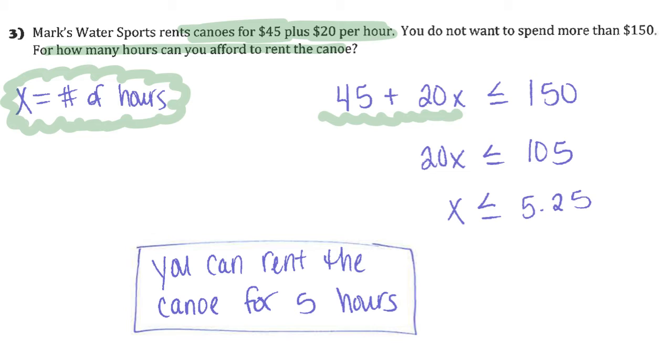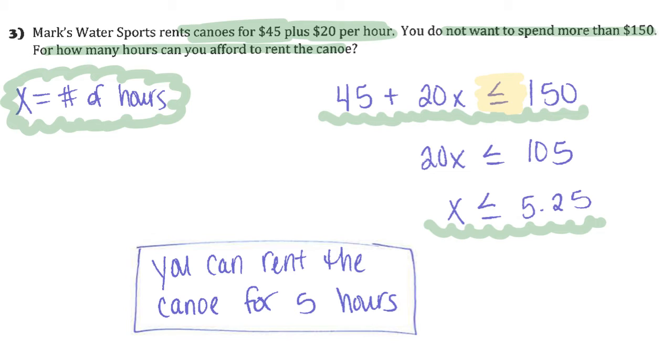Now notice it says we don't want to spend more than $150, so I chose the inequality less than or equal to 150. In your inequality, make sure you have that less than or equal sign. We don't want to go over 150, so as long as our expenditure comes in under or exactly equal to 150, we're in good shape. And then a little bit of solving will give me x is less than or equal to 5.25. Now what does that x really mean?